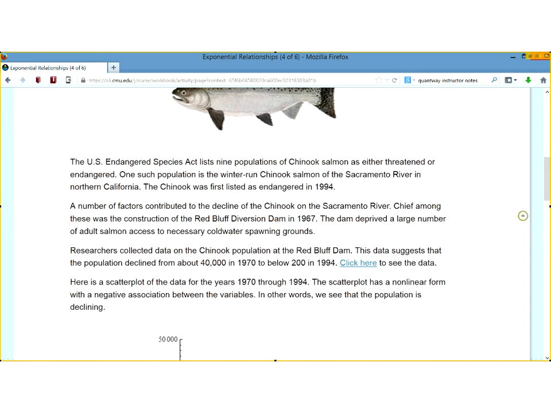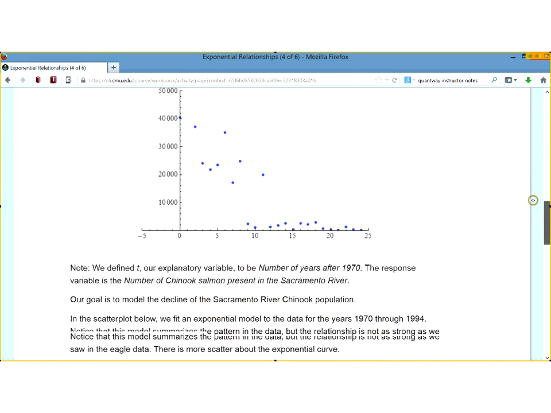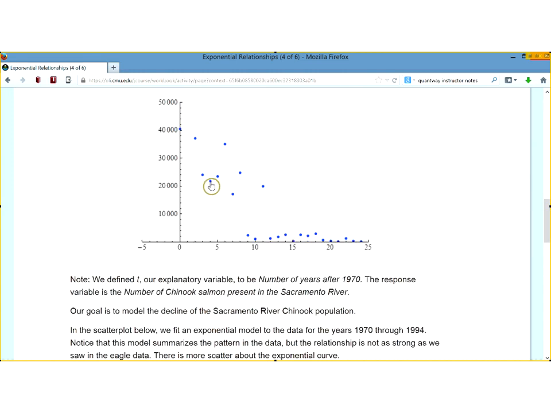It says they built the dam in 1967. So I don't know why it took so long for the salmon to plummet. I mean, if 1967 was when they built the dam, they stayed pretty high for a little while after that, but then somewhere right around 1980, they practically disappeared from the Sacramento River.